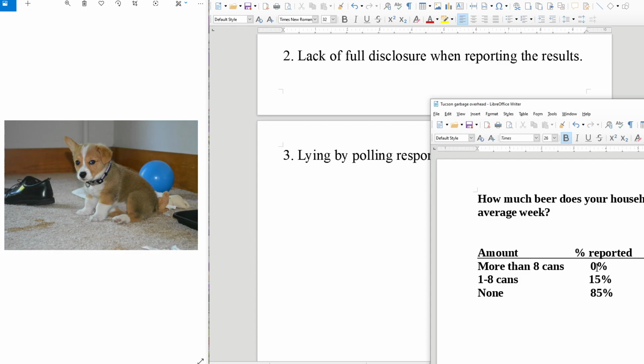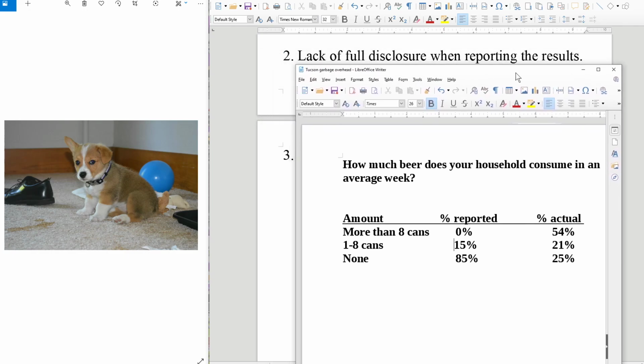There wasn't a single household that they surveyed that drank more than 8 cans of beer a week. 1 to 8 cans, 15% said that, and then 85% of the people in the survey said none. Well, then they did kind of a mean thing. They waited until garbage day, and they went out and actually looked through the garbage of the people they had contacted on the phone and counted the number of beer cans in their garbage that week. And here's what they found.